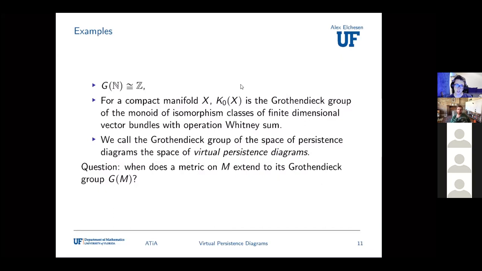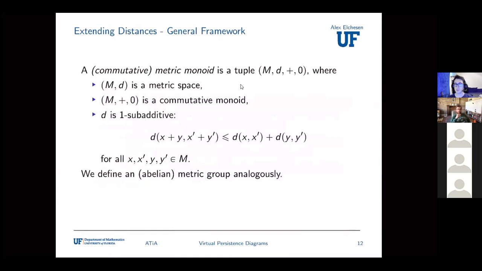Okay, so our main question was, when does a metric on a monoid extend to its Grothendieck group? So we're going to answer this question in general. Maybe as stated, it's not quite well posed, because there might be many different ways to extend a metric to its Grothendieck group. So let me set up the formalism so that we can answer this question in a well-defined way.